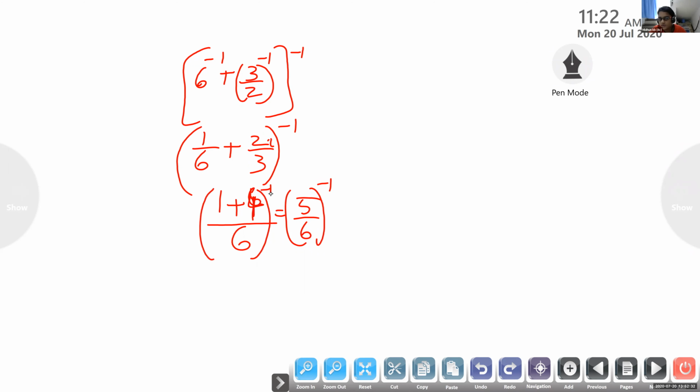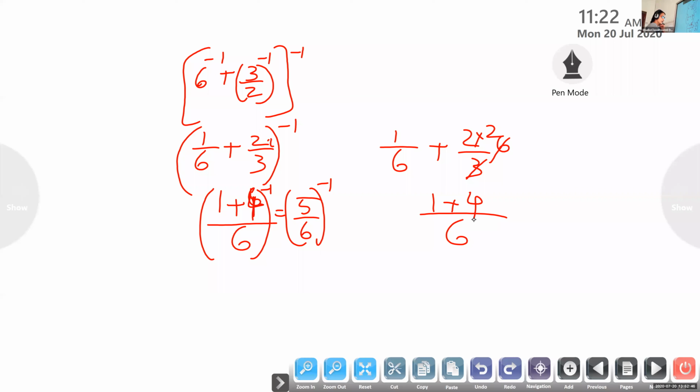How 4? See, 1 by 6 plus 2 by 3. 6 is the LCM. So here 1 plus, when we multiply 6 here, it will cancel 2 times, 2 into 2, 4. Understood? Okay, ma'am. So 5 by 6 raised to negative 1, it will be 6 by 5 raised to 1. That is 6 by 5. Okay? So you want this type of questions, isn't it?